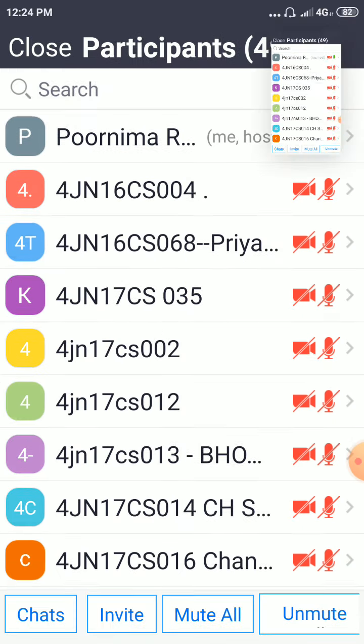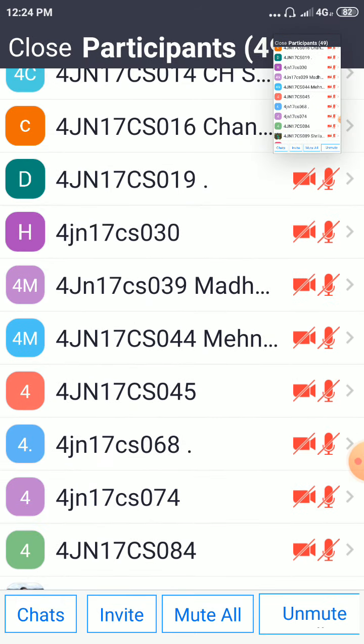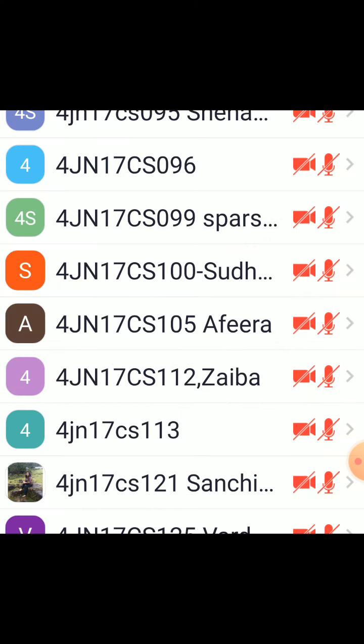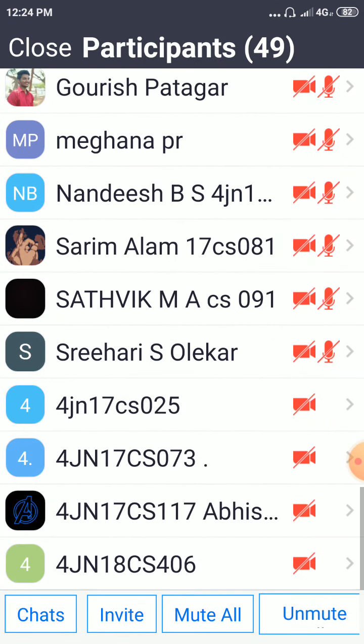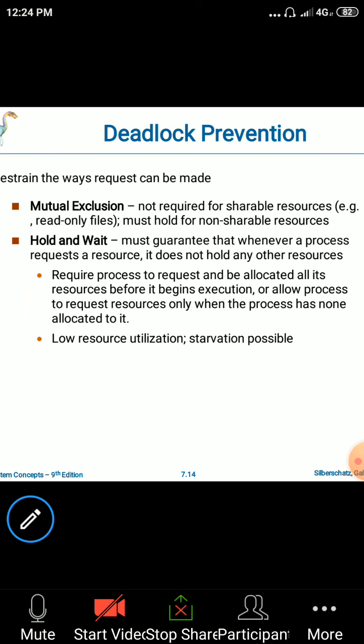But as we know, some of the resources cannot be kept in shareable mode. For example, consider a CPU; that cannot be shared all the time between all the processes, right? In such a situation we cannot avoid mutual exclusion, but for some of the resources, if we keep them in a shareable mode, then we can avoid the occurrence of mutual exclusion. If it is avoided, then we can prevent deadlocks. So this is one method we use for deadlock prevention.